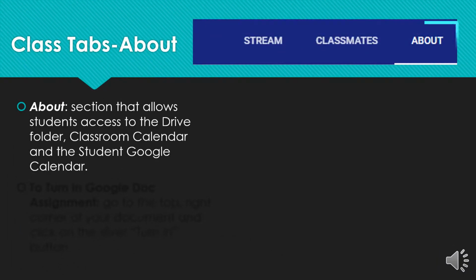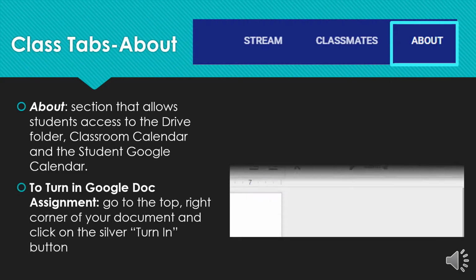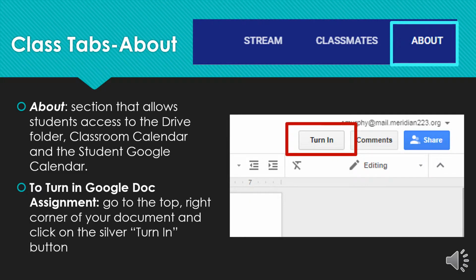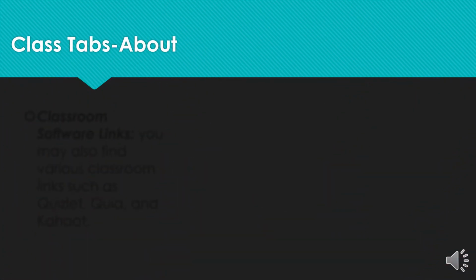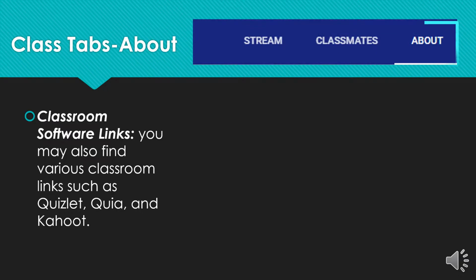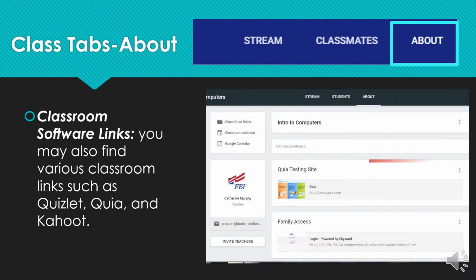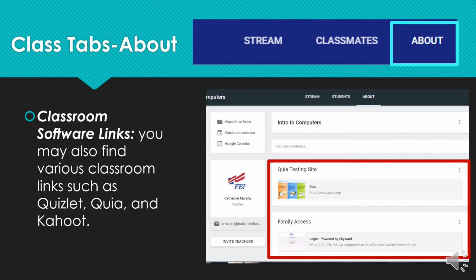The About tab. This section allows student access to the Drive folder, Classroom Calendar, and the Student Google Calendar. To turn in Google Doc assignments, go to the top right corner of your document and click on the silver Turn In button. You will also find underneath the About section classroom software links such as Quiz, IKEA, and Kahoot, and possibly Quizlet.